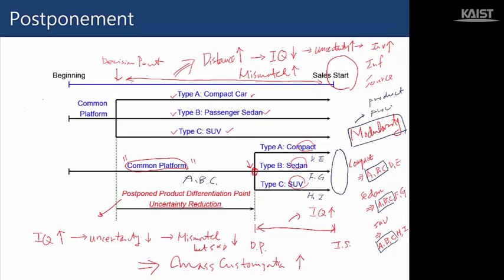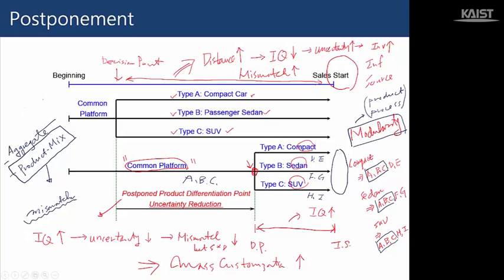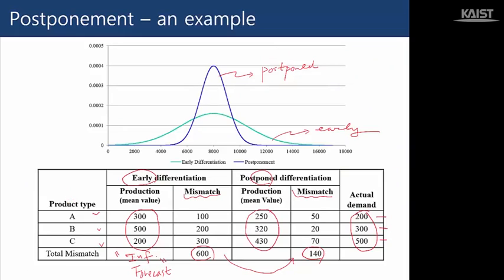Remember, we talked about 2 different types of uncertainty. One is aggregate level uncertainty, and the other is product mix level uncertainty. And when we talk about mismatch between supply and demand, we want to focus on this product mix uncertainty, right? And that's the most serious cause for this mismatch between supply and demand. For instance, when you look at this early differentiation and postponed differentiation, the aggregate supply is always 1000, and aggregate demand is again 1000. So it seems like total supply and total demand are roughly balanced.